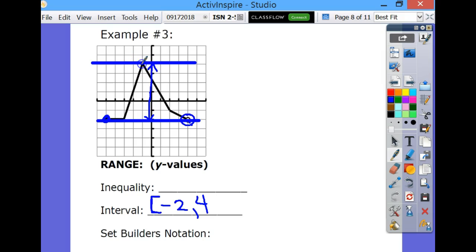Now up here at the top, I don't have any circle at all. I don't have a closed circle or an open circle. This is where you go back to your geometry. The intersection of two lines is a point. Even though there's not a dot written there, that is a closed point up there at the top. If it doesn't have an open circle, it will be closed. And so right here at the top, that's considered closed. There is no open circle.